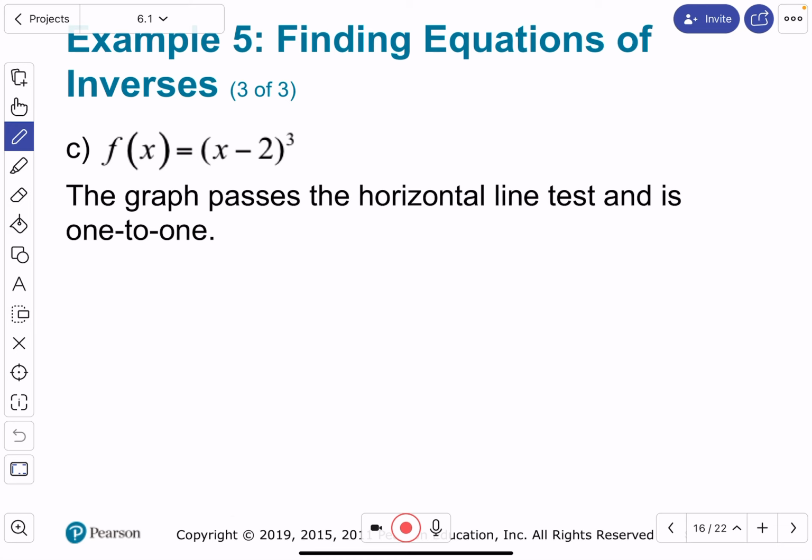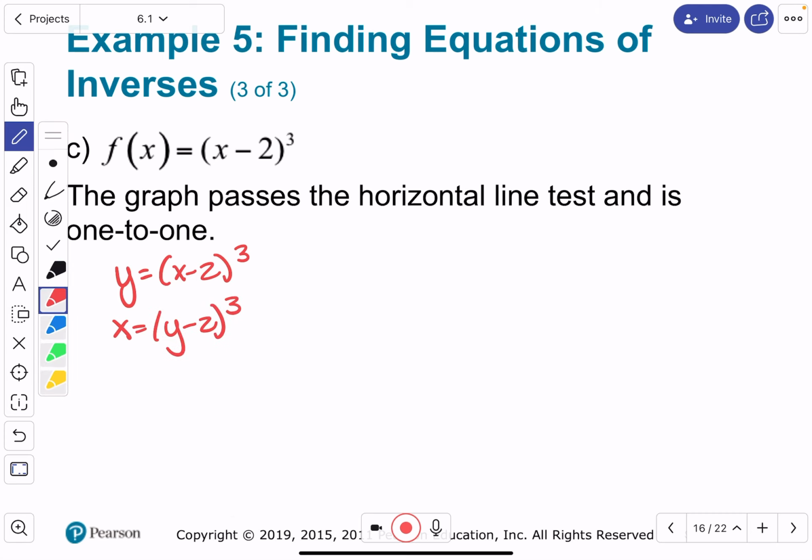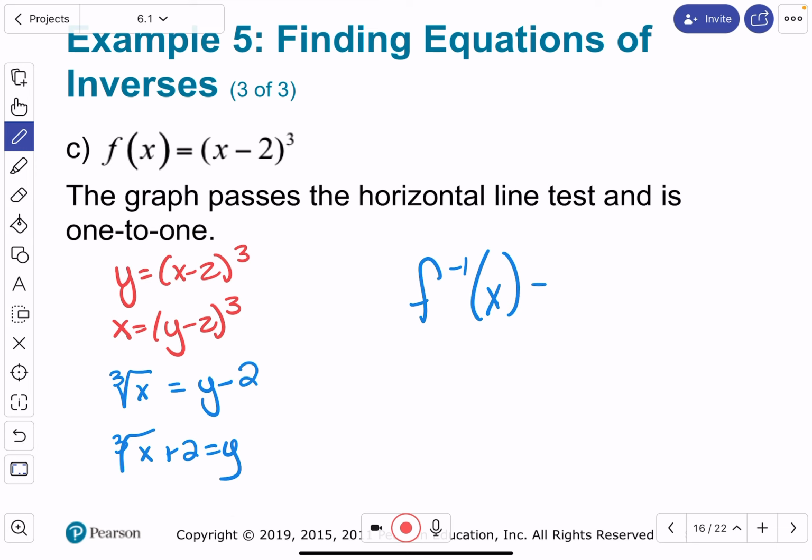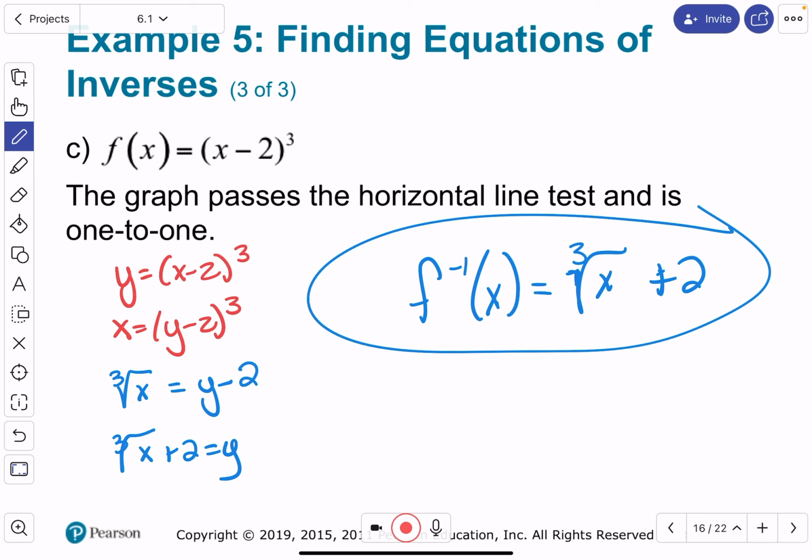All right, so first we're going to rewrite it as y equals. Then we switch our x and y. Then we solve. To undo a cubic, we have to take the cube root of both sides. Now we want to bring the 2 over. So the cube root of x plus 2 equals y. And then we just substitute f inverse for y. So it's the cube root of x plus 2. So that is our inverse function.